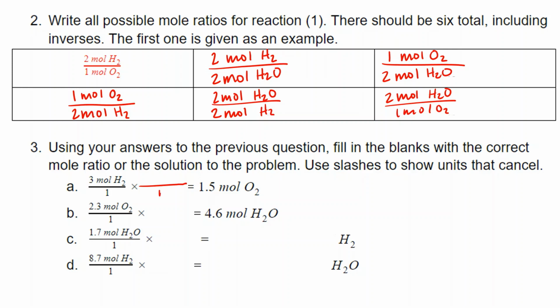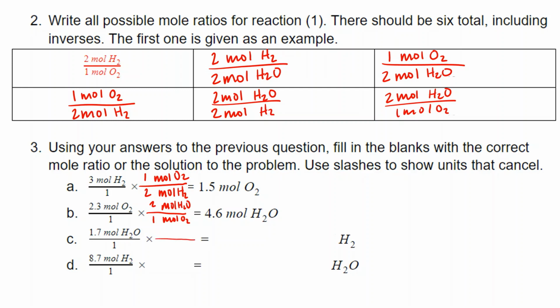So to solve A here, we need to put mole of hydrogen on bottom, and we want moles of oxygen on top, because that's what my answer is in. So I'm going to use this mole ratio to solve, which is why we get 1.5. Once again, mole of O2 can go on bottom here to cancel out, and then mole of H2O goes on top. So that ratio is 2 to 1, which is why we get 4.6.